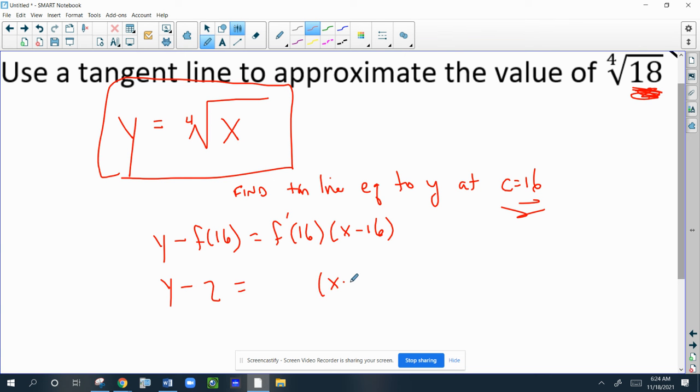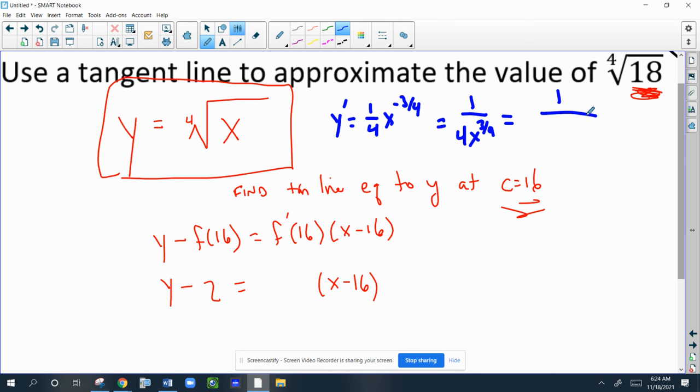And we should also be able to easily find the derivative at 16. So let's do that up here. The derivative is 1/4 x to the negative 3/4. I'm going to get rid of my negative exponent, and I'm going to evaluate this at 16.